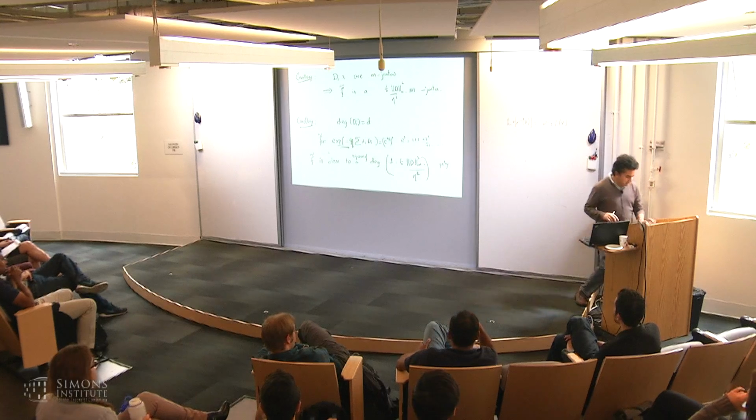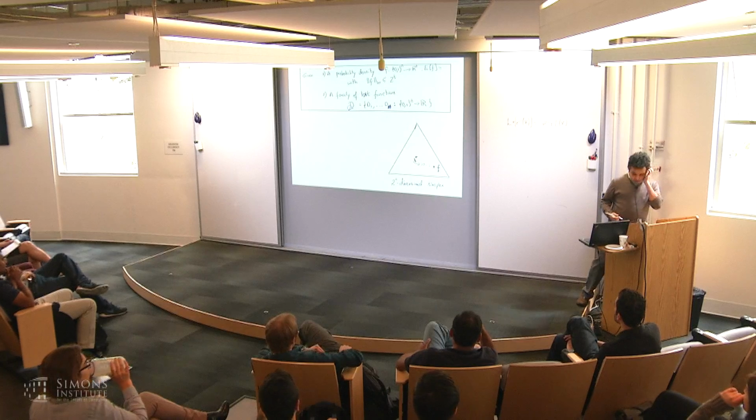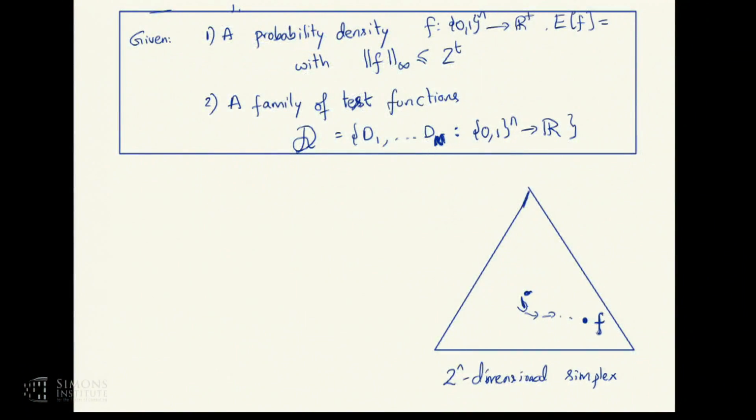So how do you get this? So let's see how you get this theorem. So you could do it in a couple of ways. The way I like to do it is to sort of do it algorithmically. You could construct this approximation algorithmically using multiplicative weights or mirror descent. Okay. So I want to approximate this function f.